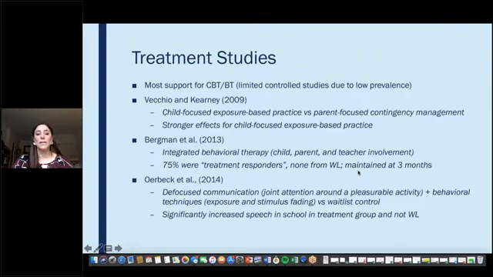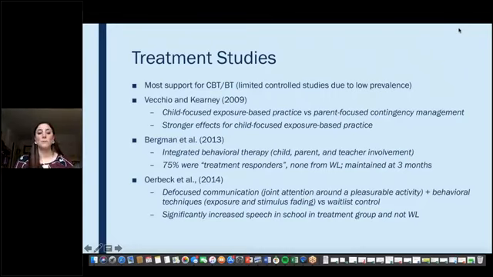And Auerbach and colleagues in 2014 did a study comparing defocused communication plus behavioral techniques. And so I'll go into each of those separately. Defocused communication involves joint attention around shared pleasurable activity, which for kids with selective mutism is a great way of getting them comfortable and warming them up, because it removes the focus off of the one-on-one conversation aspect of the interaction. And so it helps them get comfortable when there's less pressure to be talking directly to the person.